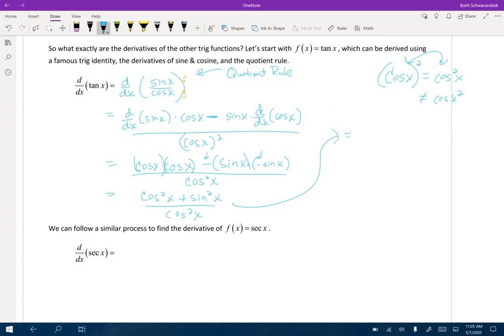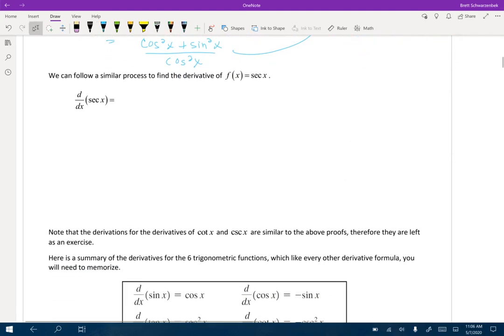Look at the numerator. What is cosine squared plus sine squared? Or in other words, what's sine squared plus cosine squared? It is equal to 1. So we get 1 over cosine squared. Well, 1 over cosine is the same as secant. So that means that the derivative of tangent, believe it or not, is secant squared. Okay, let's derive another one. We'll summarize all of these in a second.